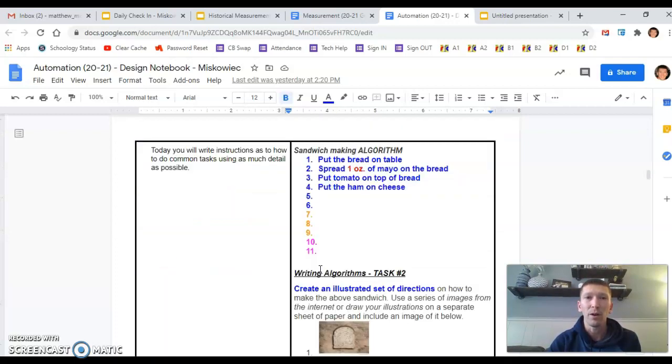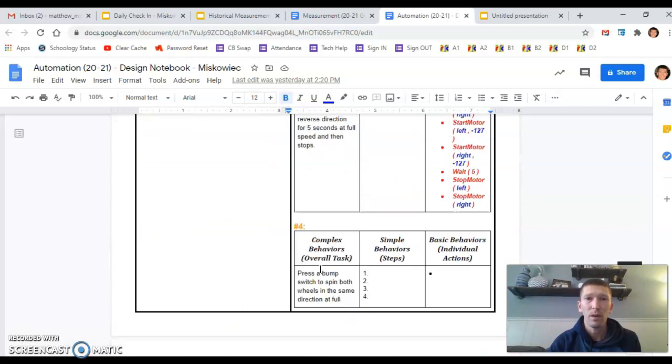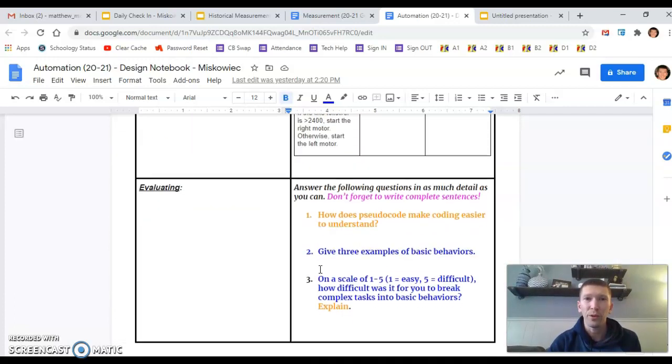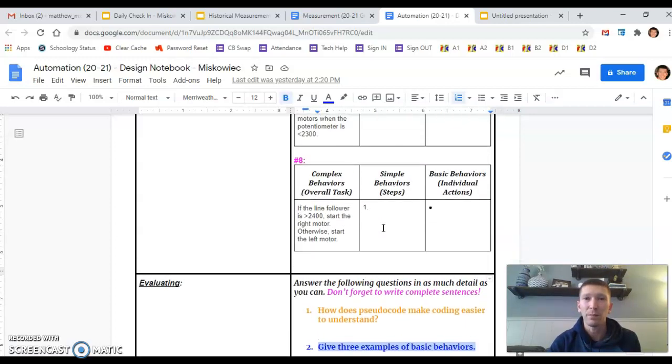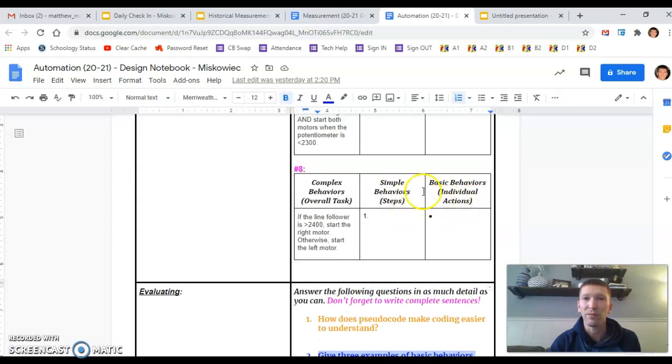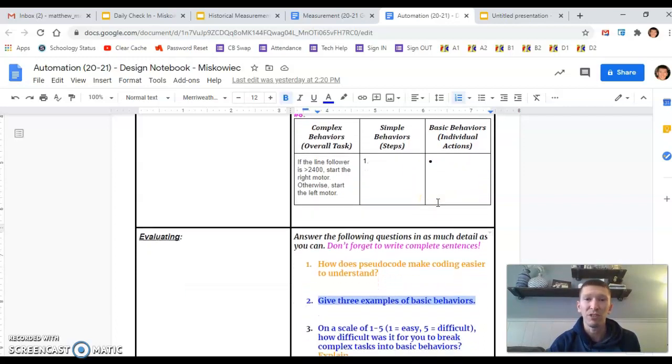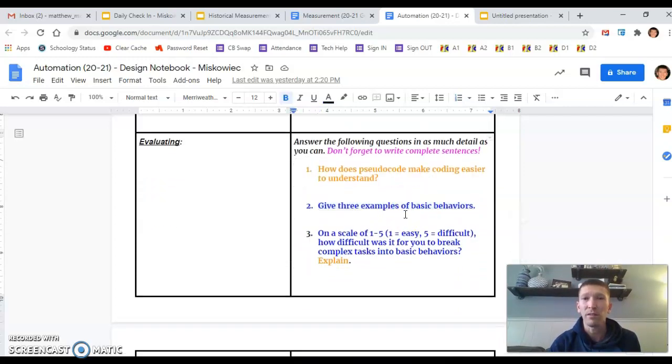Towards the bottom then are the conclusion questions. I'll scroll down, and I think there's 3 of them. And remember, write them in complete sentences. Notice they are color-coded. So the orange here is a should do, and it's how does pseudocode make coding easier to understand? Write your answer right below there. And then the blue is a must do. Give 3 examples of basic behaviors. So basic behaviors, remember, if you scroll up above here, we have notes on how a computer can understand it broken down into very basic and individual actions. Give 3 examples of those.